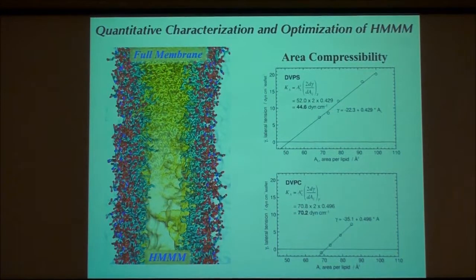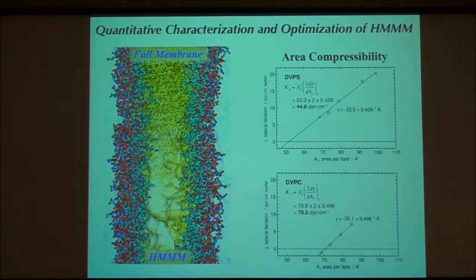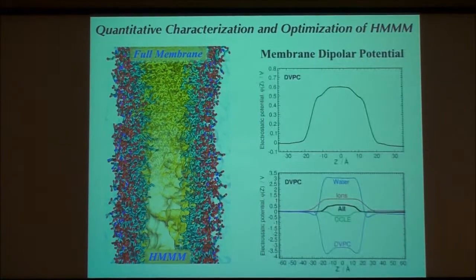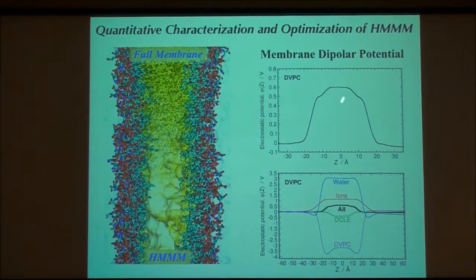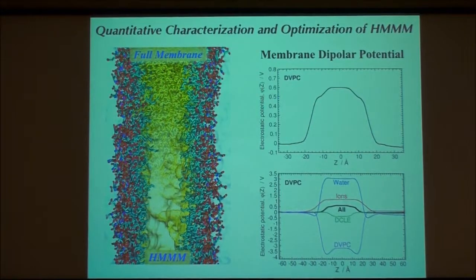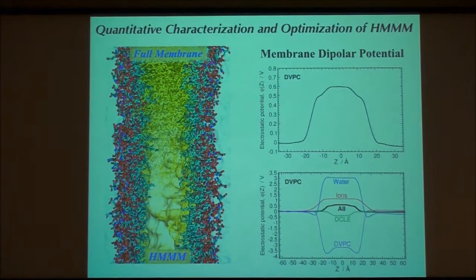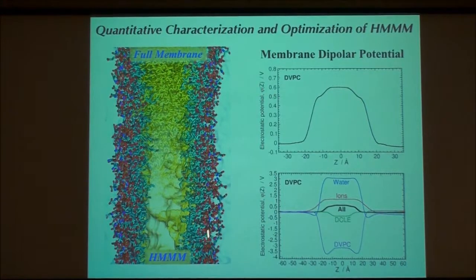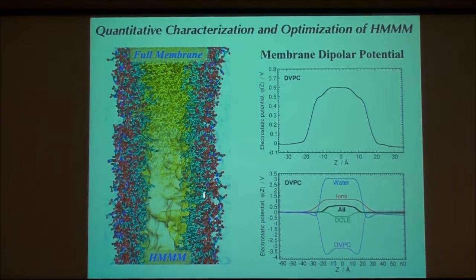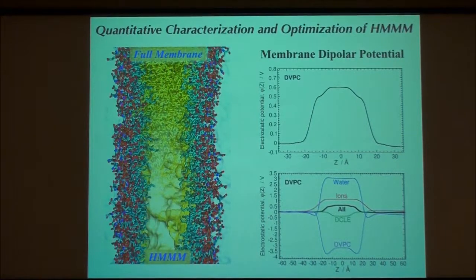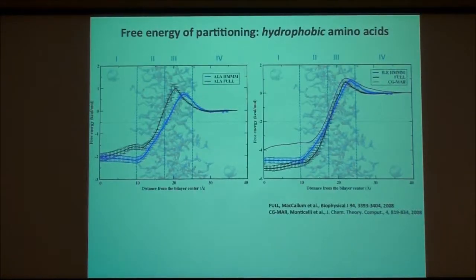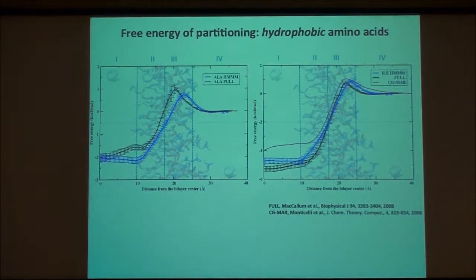But if you look at the electrostatic properties of the system, so membrane dipolar potential, for example, we are able to capture the correct behavior, which is important for reflecting the degree of hydration in the head group and the electrostatic interaction with the protein. That is right on. And of course, when you look at free energy of insertion of different amino acids, which becomes important for protein interaction with this membrane, we seem to be doing very well.